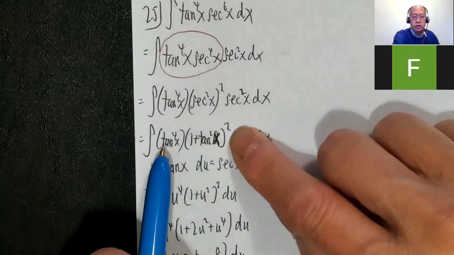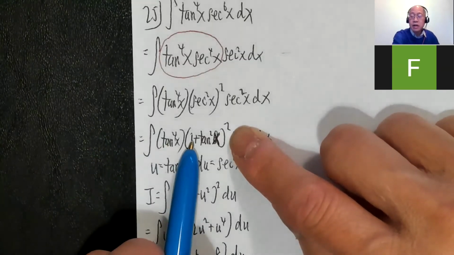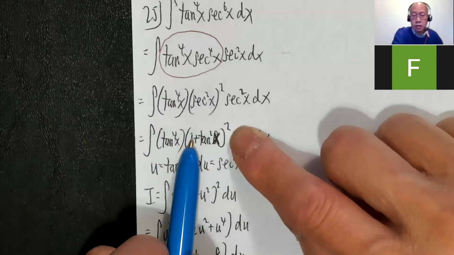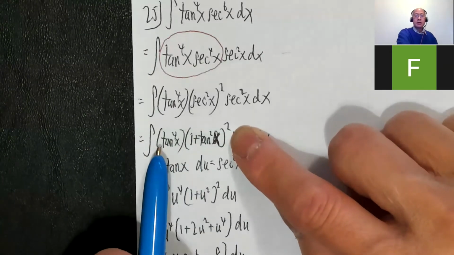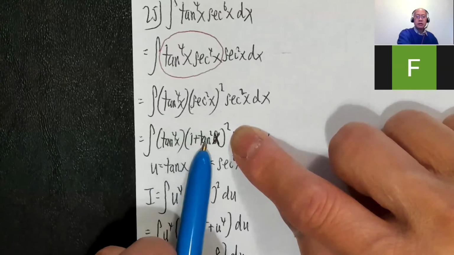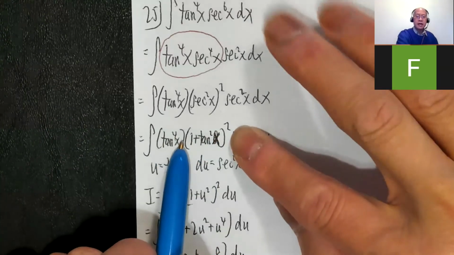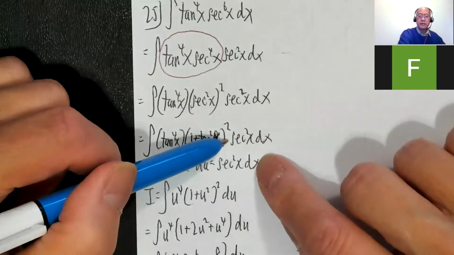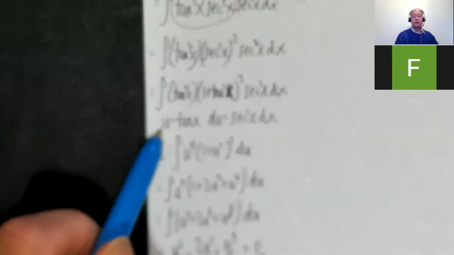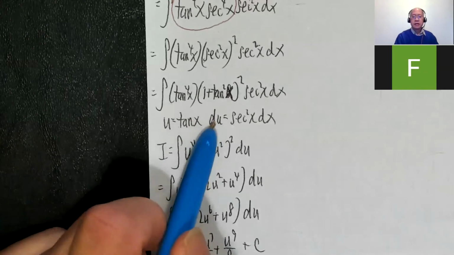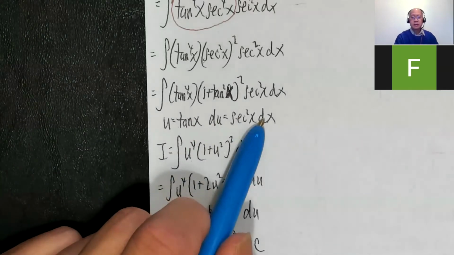So now if I do my u substitution, I'll have a pretty messy polynomial, but nonetheless, it is a polynomial, which I can deal with. Okay, tangent to the fourth, 1 plus tangent squared x squared. The only trig function is tangent. So I'll let u be tangent x, du is the rest of it, secant squared x dx. So u equals tan x, du is secant squared x dx.